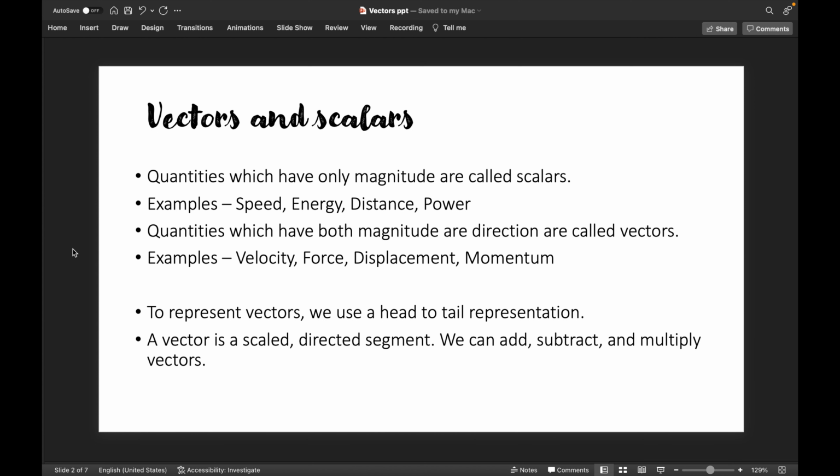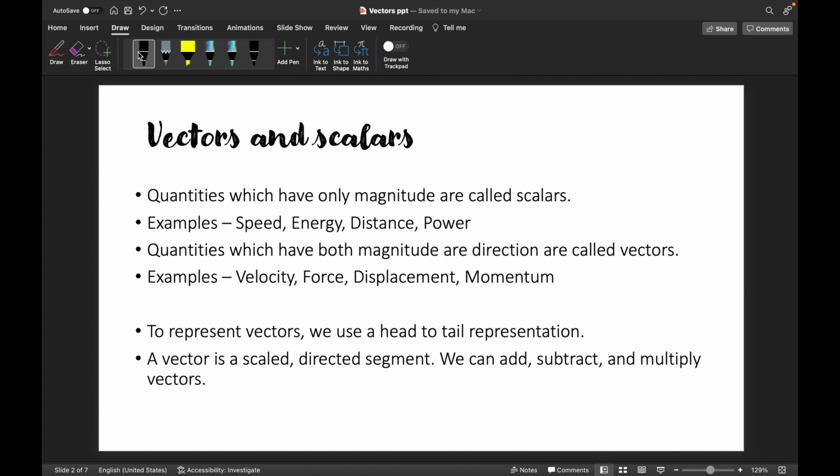To represent vectors, we use a head-to-tail representation. Let me show you what I mean by that. We draw a line segment and we're going to draw an arrow. This would represent the head and this is the tail. We go from the tail to the head, and that's how you represent a vector. But what is a vector? It is a scaled directed segment. It has both magnitude and it has a direction.